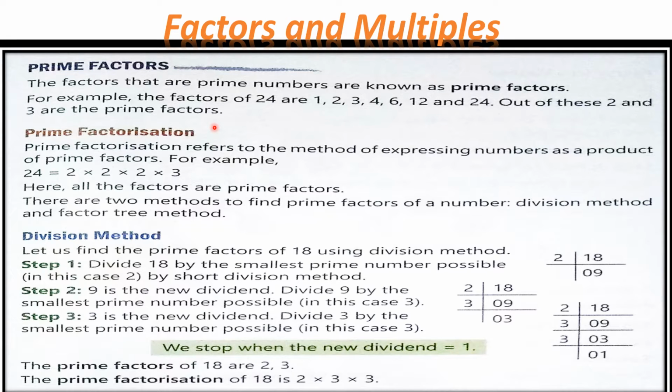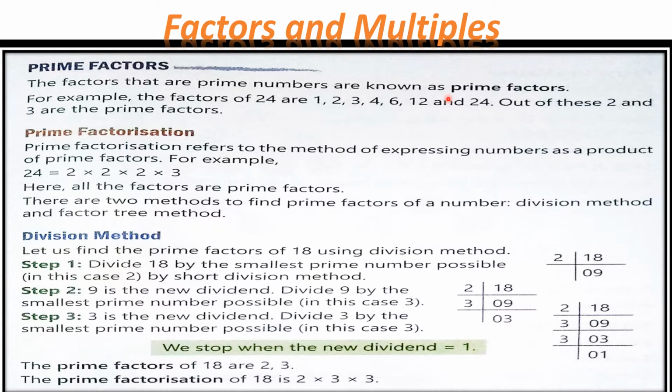Prime numbers cannot be divisible by any number completely. Got it, children? As you can see here, the factors that are prime numbers are known as prime factors. Means the factors that are prime numbers are known as prime factors.